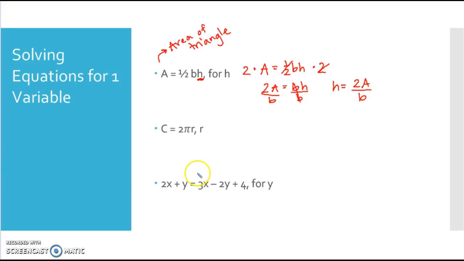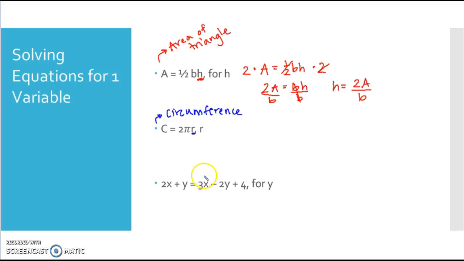For the second one, I've got C equals 2 pi r, and I want to solve it for r. This formula is the circumference of a circle, or the distance around the outside of a circle. So to get the r by itself, I've got to get rid of this 2 and this pi. I want to get r by itself. I can do this in one step.